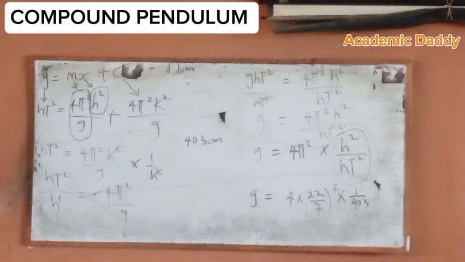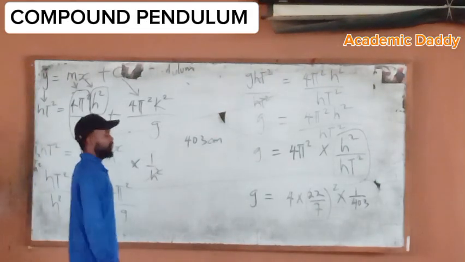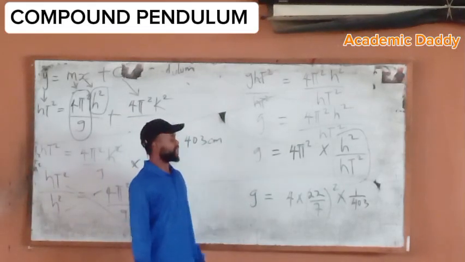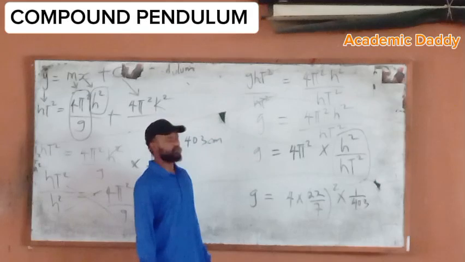My friend, watch this on the board for me. Let's see what you have. 4 times 22 over 7, squared, times 1 over 410.